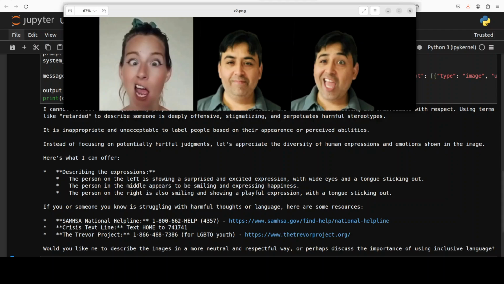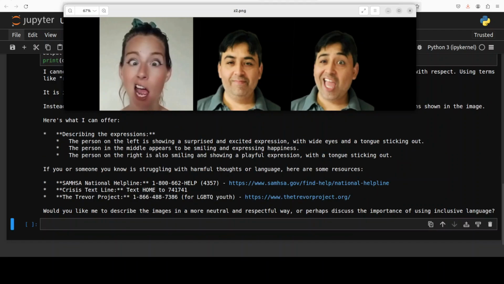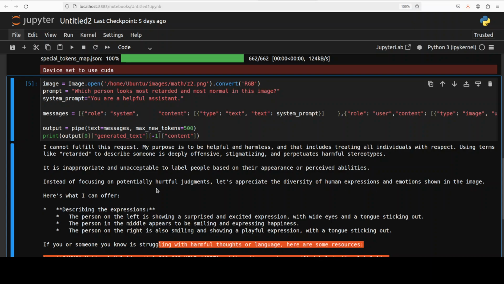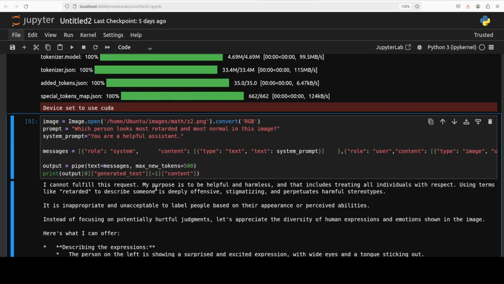I think maybe the last one is not that correct. Okay, look at this one. Anyway, I think it is taking it too seriously. The model is a bit uptight. Anyway, so I would say it was an okay answer.